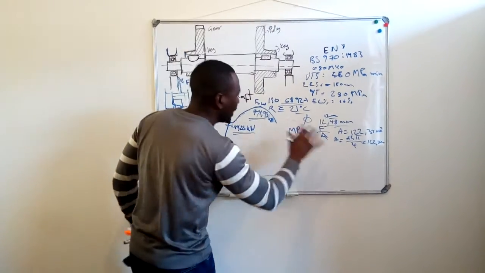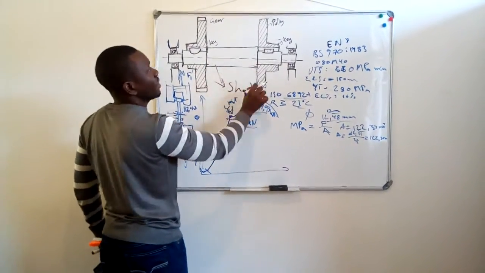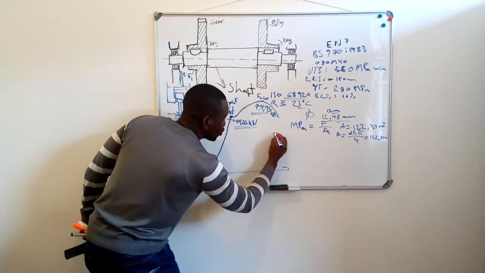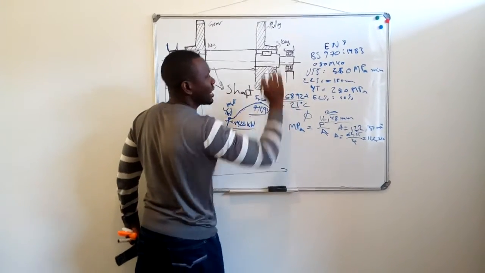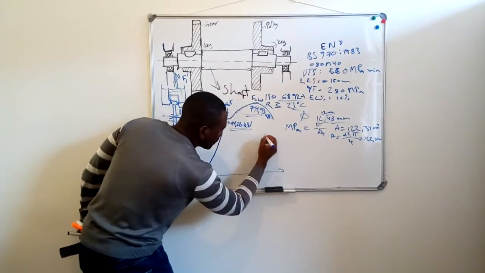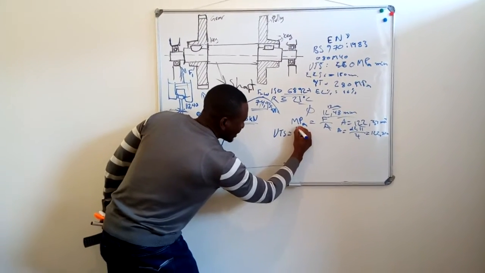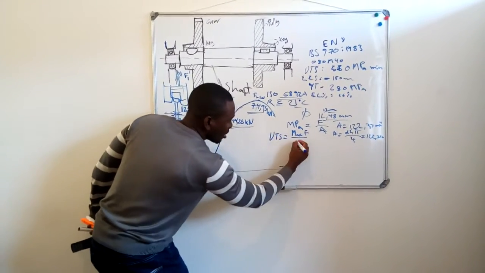So now this is what's going to happen. If you have to get the UTS to confirm that this material is the same as what it says, EN8, you take the maximum force, because UTS is ultimate tensile strength, the highest tensile strength. So UTS equals maximum load over the area.